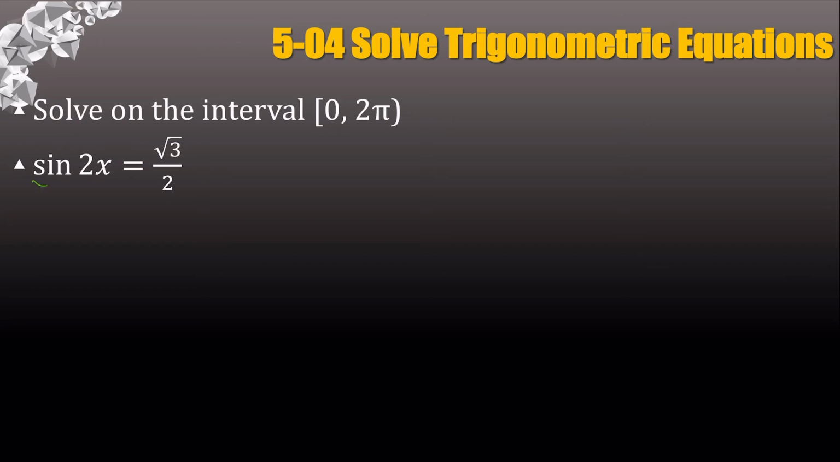So since it's already solved for the sine, let's just figure out when does sine equal 3 pi over 2. That's the y, so it'd be here at pi over 3, and here at 2 pi over 3. Those are the two places where the y is 3 pi over 2. But notice this is 2x. That means we're going to have to go around the circle twice.